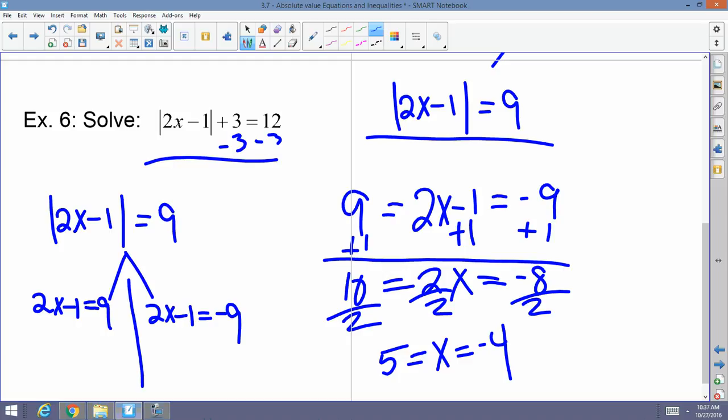2 times 5 is 10 minus 1 is 9. Absolute value of 9 is 9. 9 plus 3 is 12. It works. Negative 2 times negative 4 is negative 8 minus 1 is negative 9. Absolute value of negative 9 is 9. 9 plus 3 is 12. It works. Perfect. Okay.